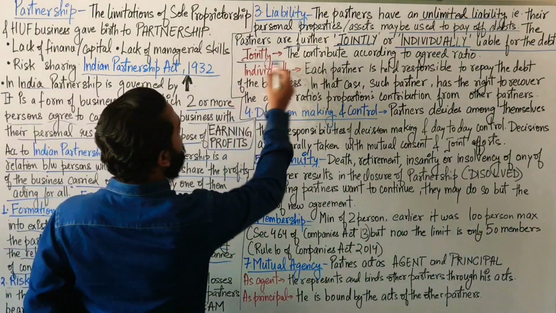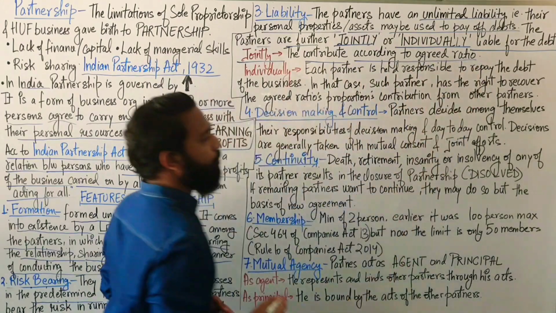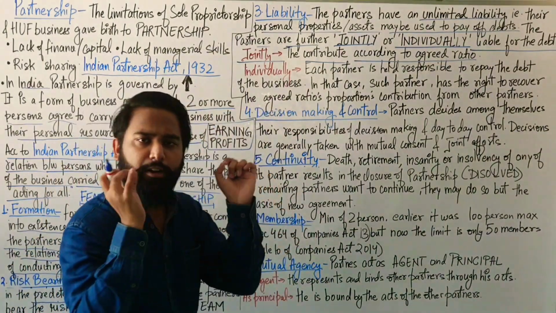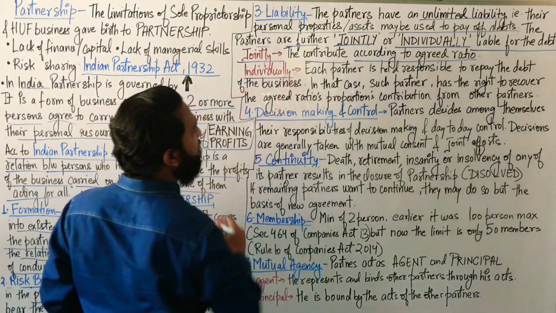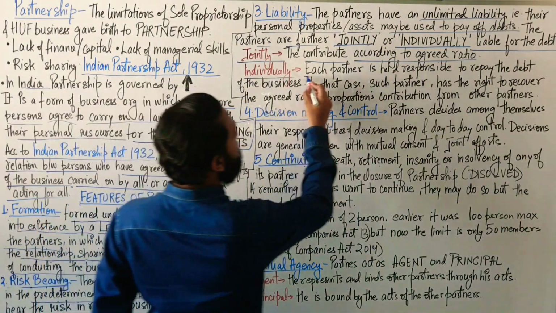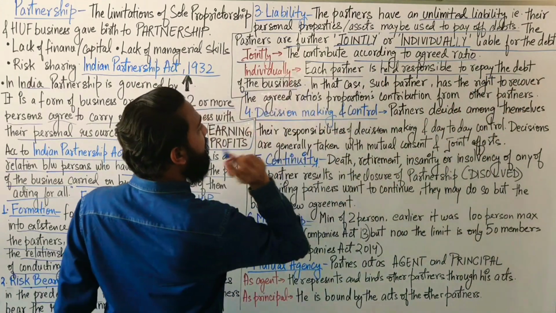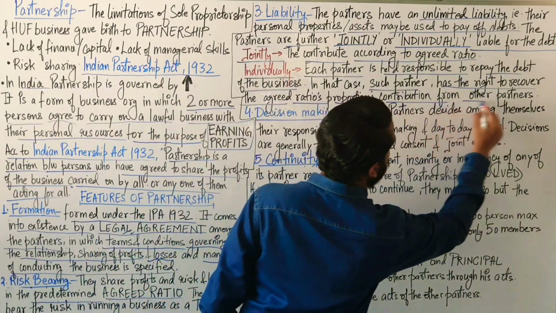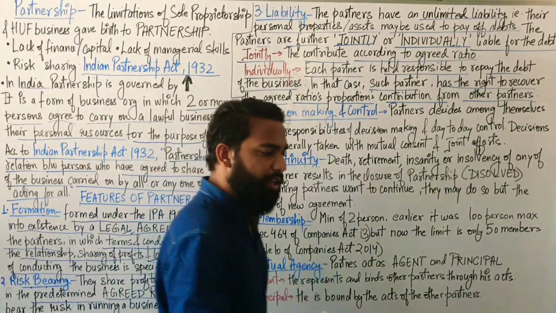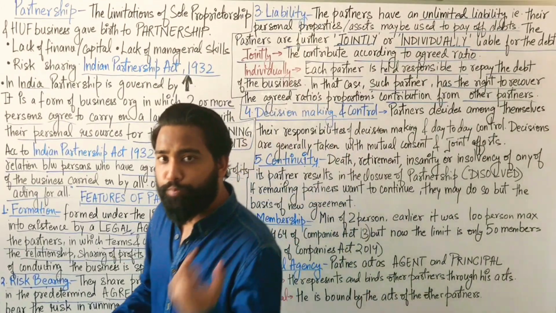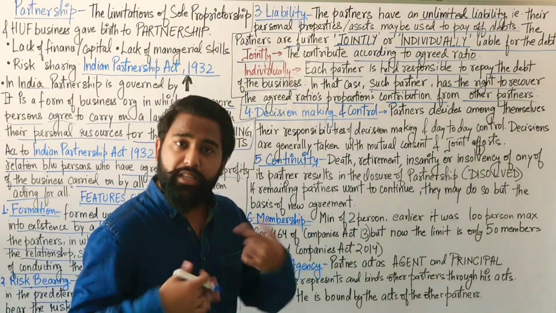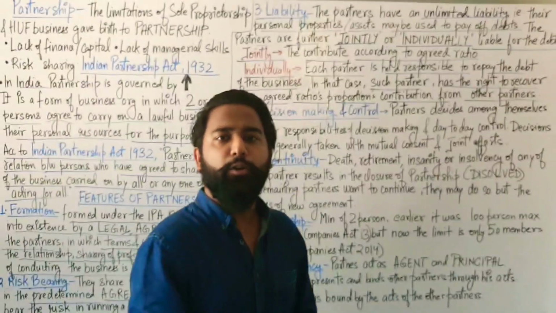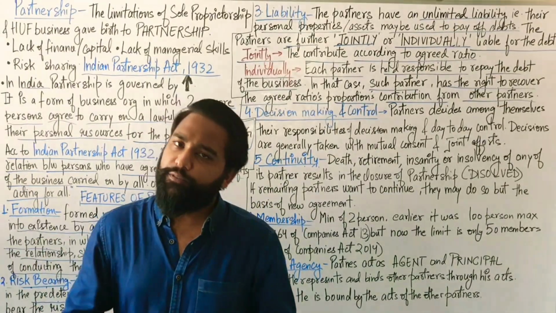Now, jointly means to contribute according to the agreed ratio. They have decided that I will share 40% and you will share 60%. In that case, jointly they will contribute to the debt. But in case of individually, suppose one person is not eligible, then each partner is held responsible to pay the debt of the business. But in that case, that one partner has the right to recover the agreed ratio proportion of contribution from the other partners. Suppose one is not able to pay the debts, then the person who is able will pay that money for him, and after some time when he becomes able to pay, he will simply recover it from him.